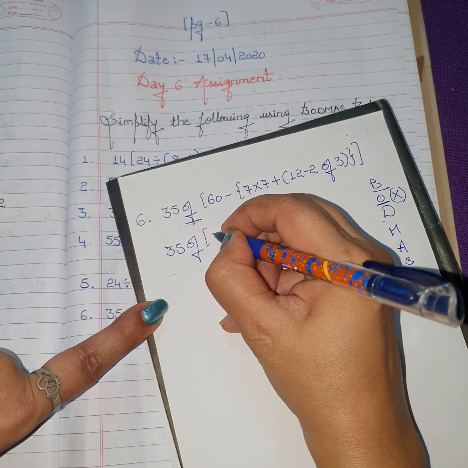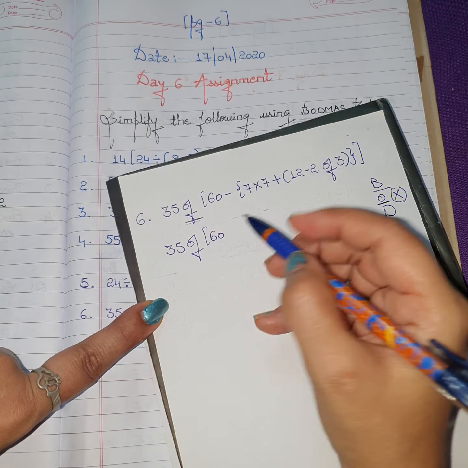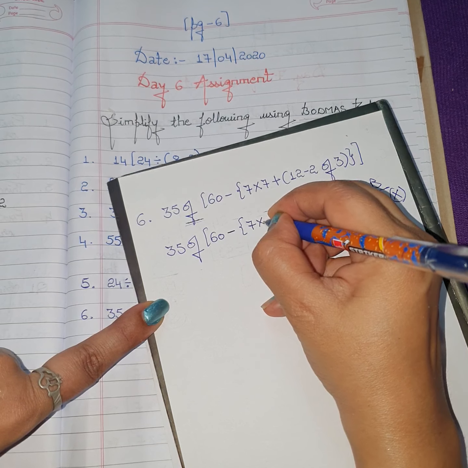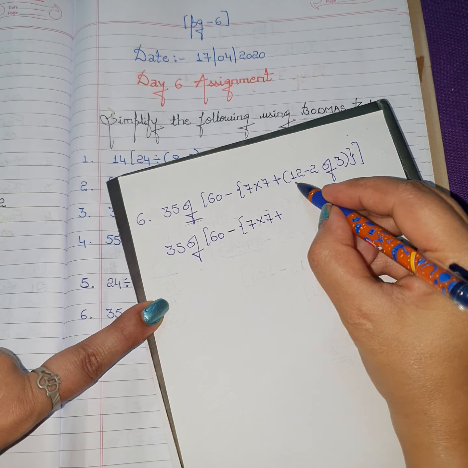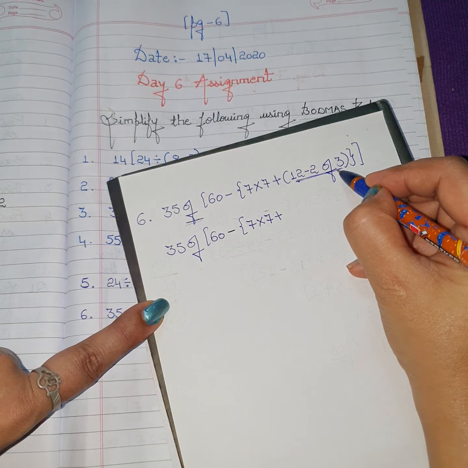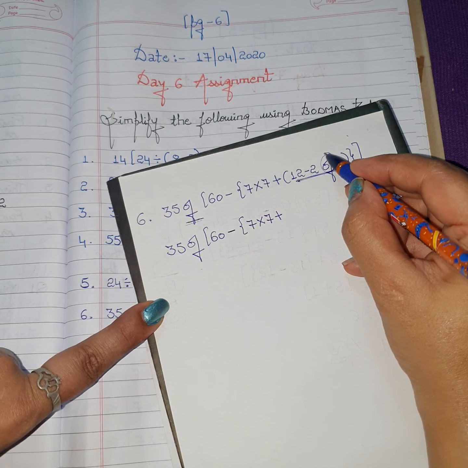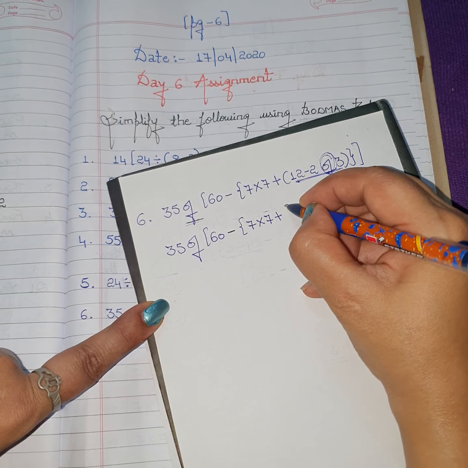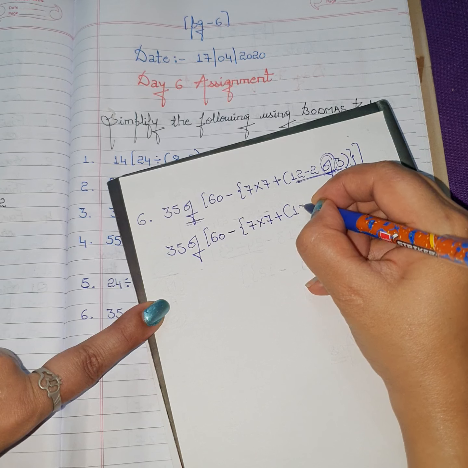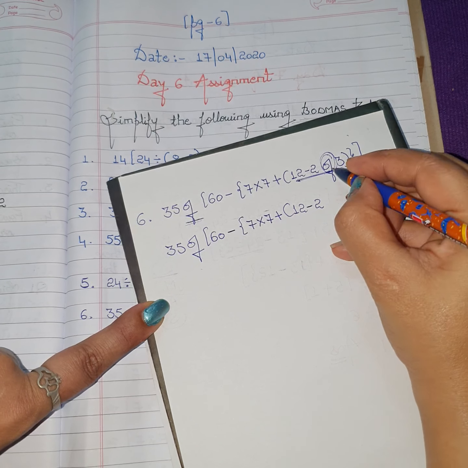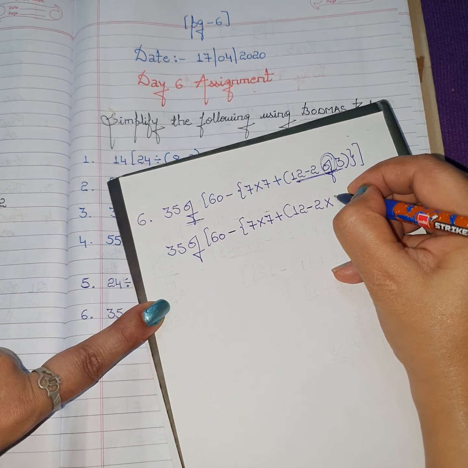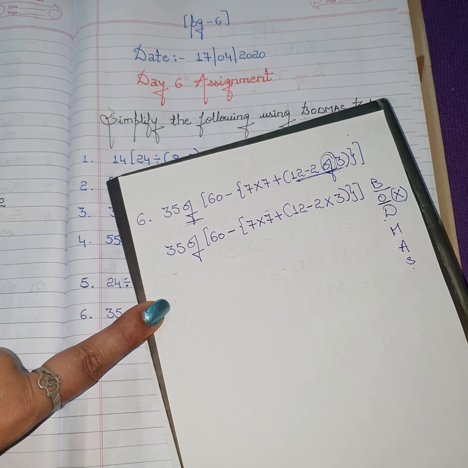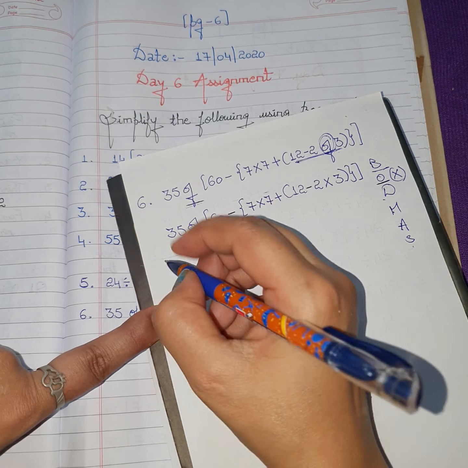Here, now square bracket open, 60 as it is, minus curly bracket open, 7 into 7 as it is, plus. First of all I am solving this small bracket, and in the small bracket also, firstly I will be solving this off. In place of off I will write multiplication. So see, I have opened the small bracket, 12 minus 2, then in place of off I am putting the multiplication sign, and then 3, small bracket close, curly bracket close, and big bracket close, square bracket close.